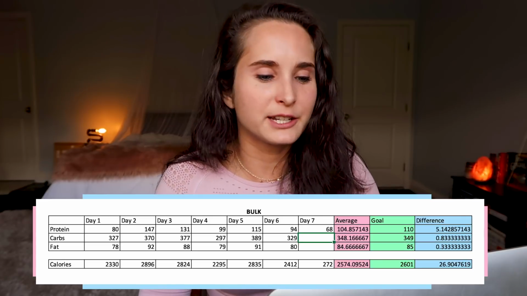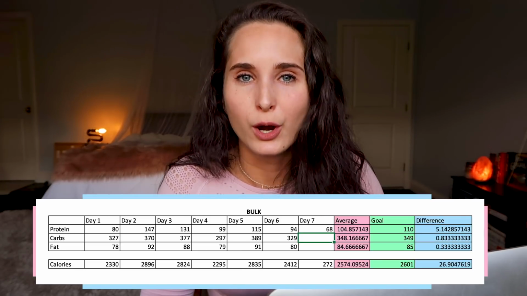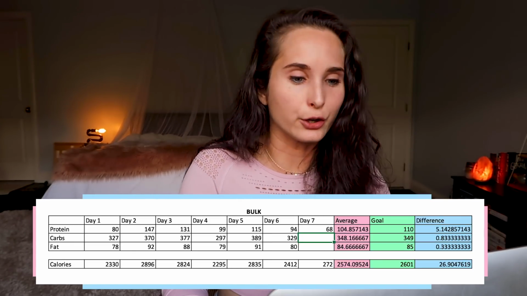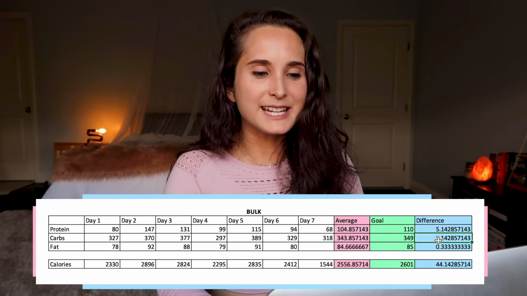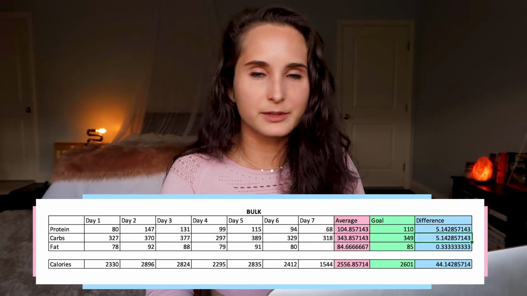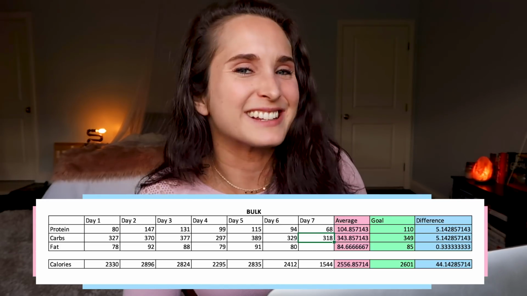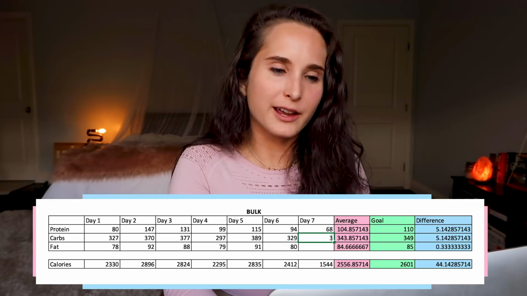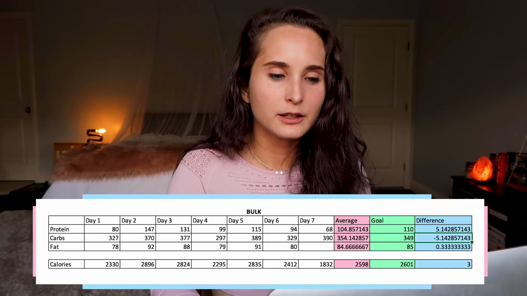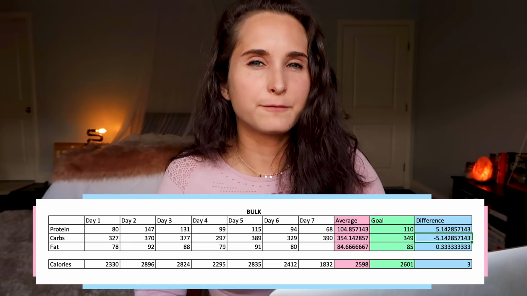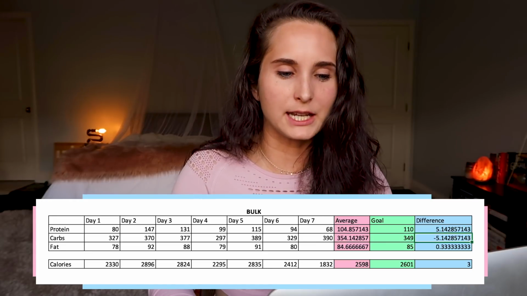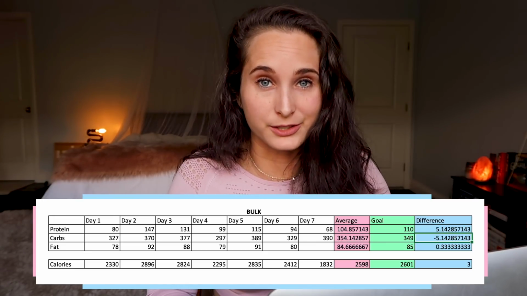Let's look at carbs. Let's see first how low you would have to go with your carbs to not hit your average. 318 gives you the difference of 5 grams. That's 30 grams of carbs under. Let's see how many extra carbs we can eat, because everyone loves extra carbs. Try 390. That's 40 extra grams of carbs and keeps you within the 5 gram difference on average.